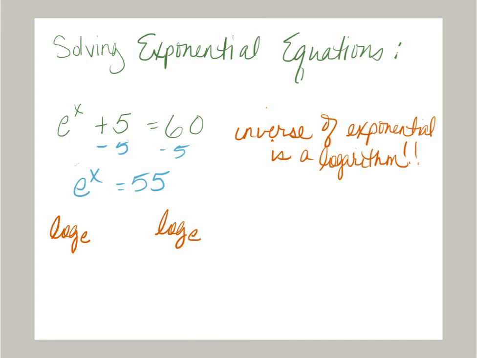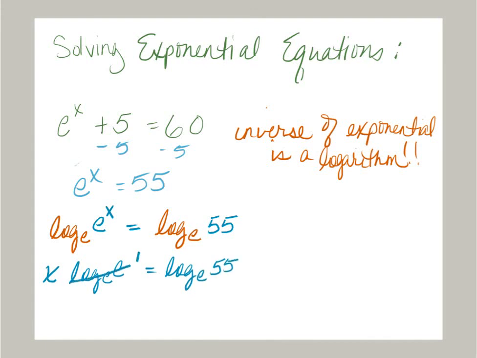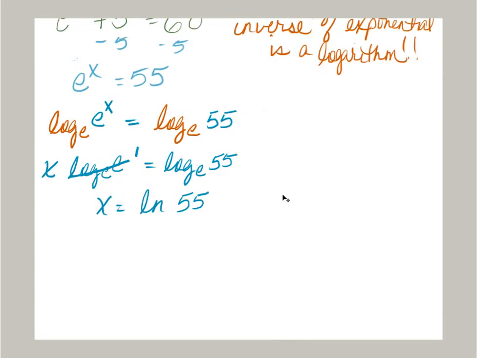So to get rid of e to the x, I need to use log base e. My laws of logs tell me that I can take x and make it the coefficient because it is currently the exponent. And I know that log base e of e is 1 from that first screen. So x is equal to log base e of 55, which we also know to be the natural log of 55. You can put that in your calculator and you've got it. Okay, so let's go on and let's look at another example.